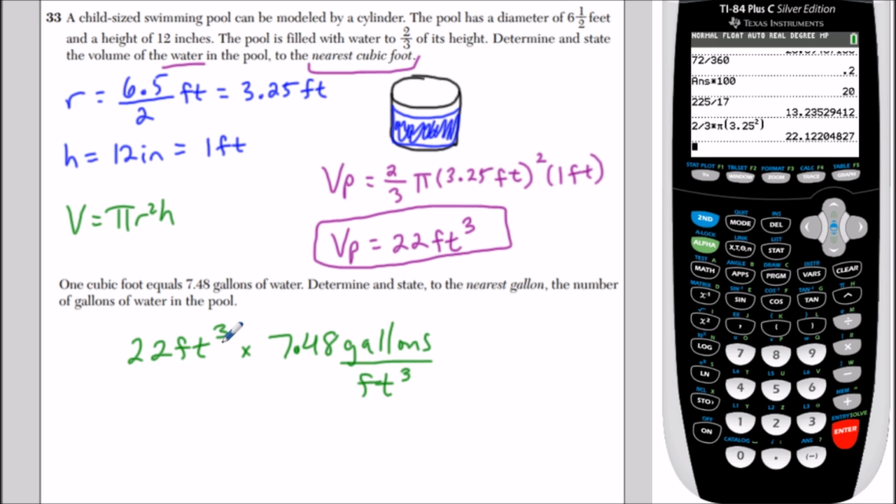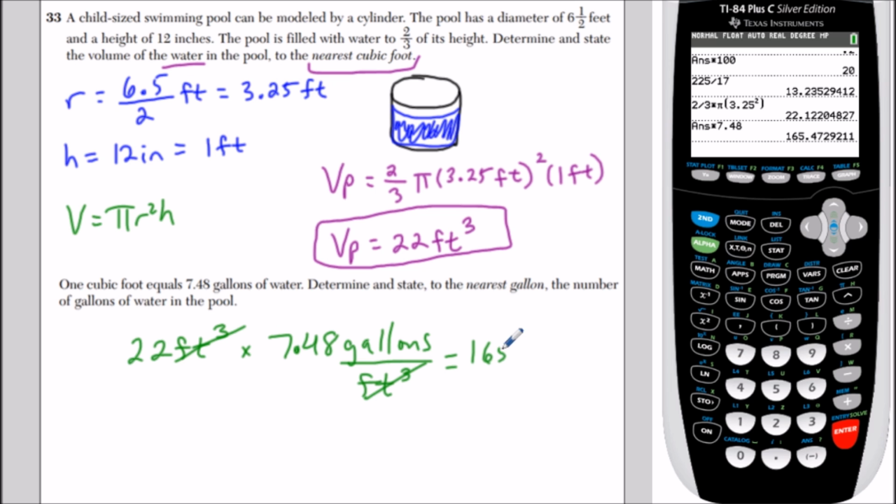And the reason why I like to show it this way is because cubic feet over cubic feet cancel. So then to answer this question, all we have to do is just multiply 22 by 7.48. So now we can just do our answer times 7.48. And we get to the nearest whole number again. That's going to be rounding to 165. So this is 165 gallons.